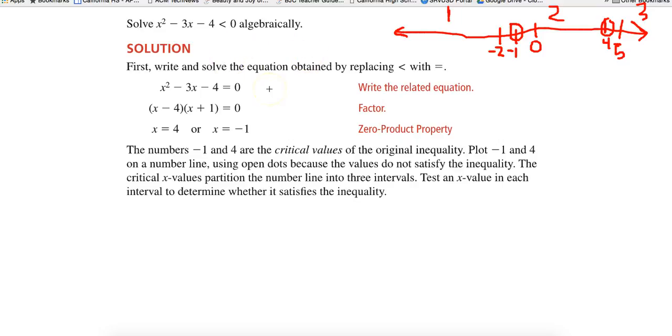If it doesn't satisfy it, we know that it's not. Now, what you need to do is pick a point from each. So let's just go ahead and pick number -2 right here.